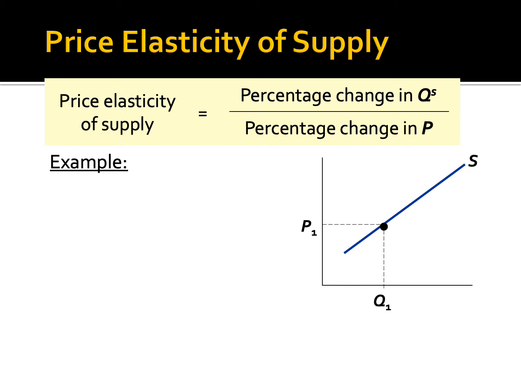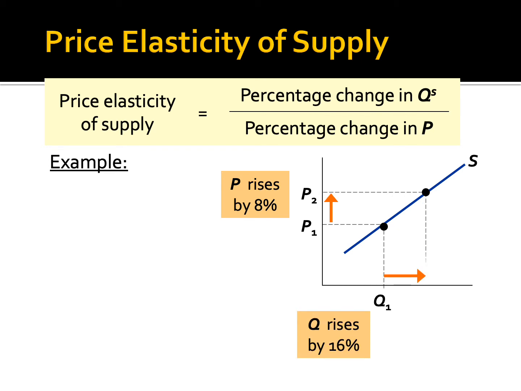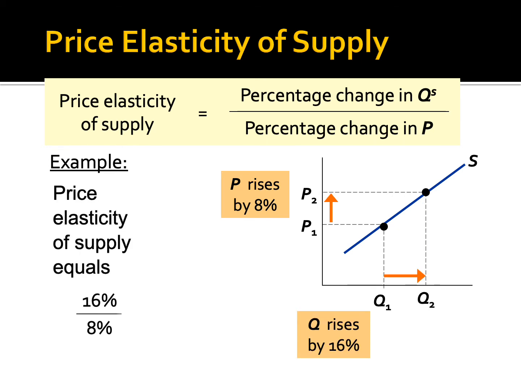Price elasticity of supply is found by taking the percentage change in quantity supplied divided by the percentage change in price. This will in fact always generate a positive outcome, because according to the law of supply, the supply curve is upward sloping. That means changes in price are moving in the same direction as changes in quantity. So if prices rise by 8%, quantity supplied will also rise.